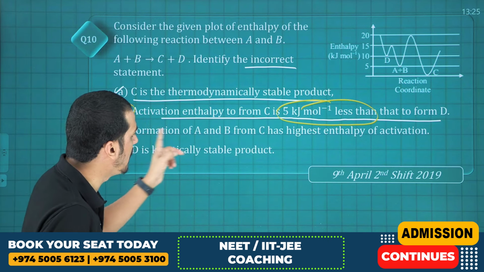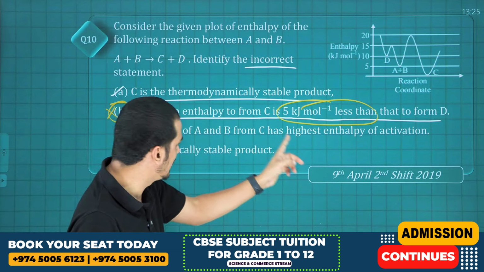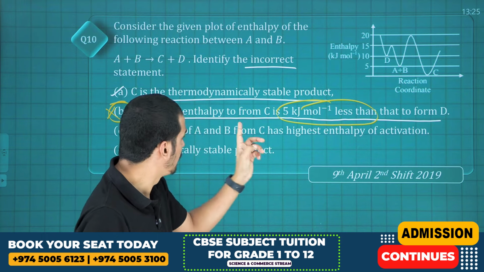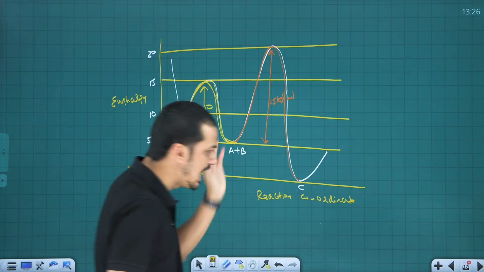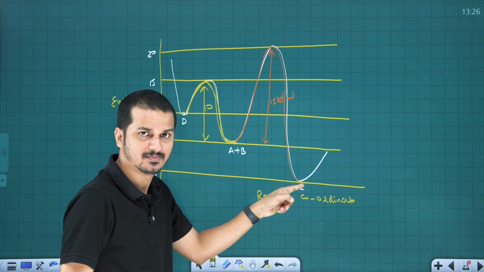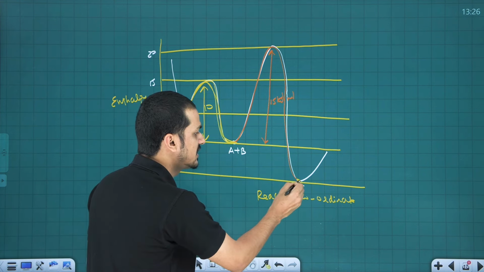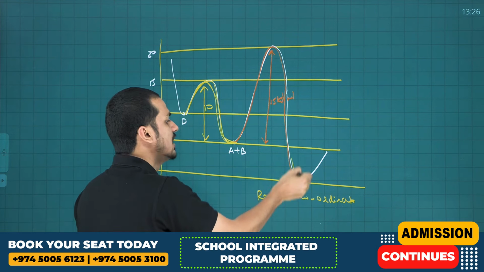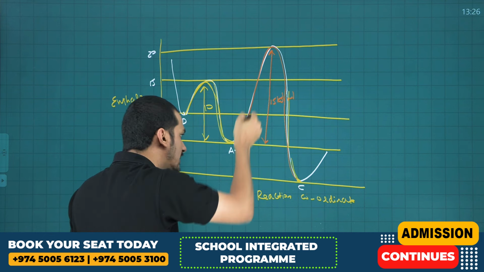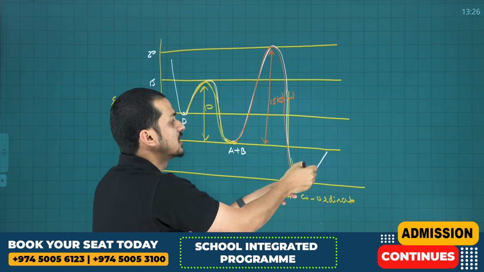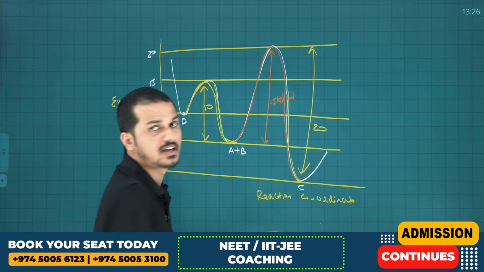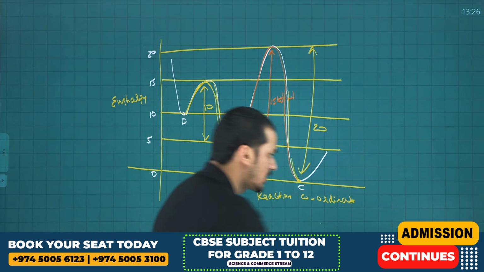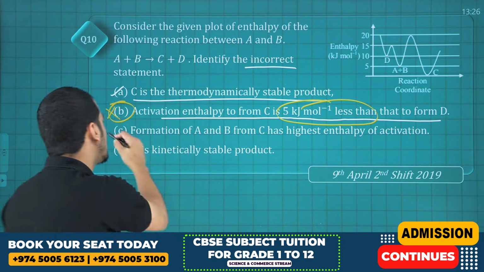What about the formation of A and B from C having the highest enthalpy of activation? Forming from C means we have to consider the backward reaction. It has to come up to here, then only it can form A plus B. That time the activation energy for the backward reaction will be equal to 20. That will be the highest. That statement is also correct.